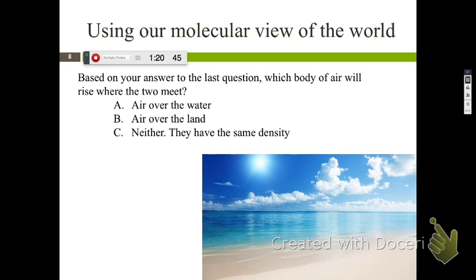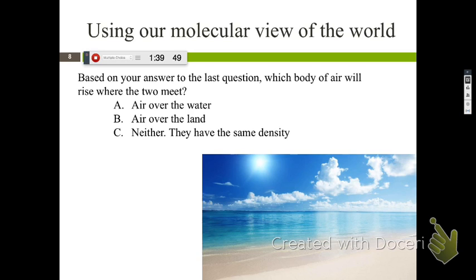All right, Anthony, can I hear your group's discussion? We were just talking about how the air over the water is more dense compared to the air over the land, and the more dense would go under, so the air over the land would go above. What do you guys think about that?